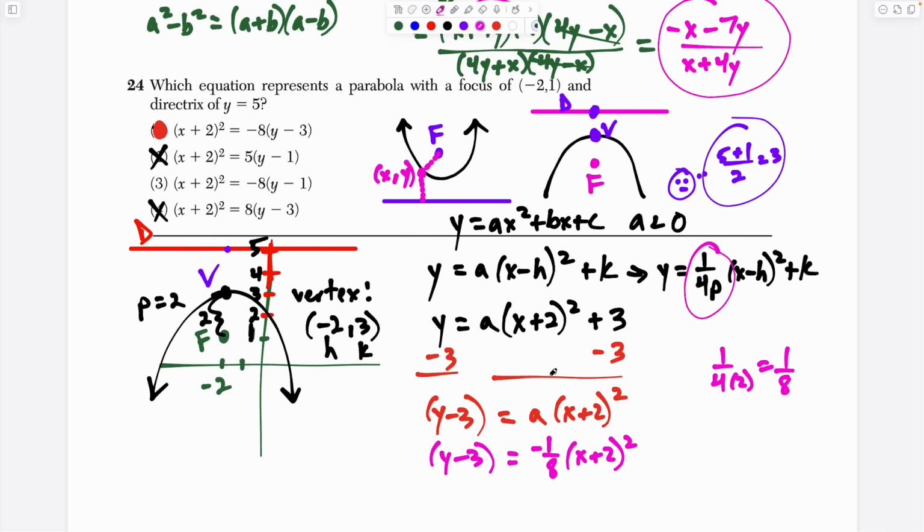And then if I want to solve for x plus 2 squared, I just multiply both sides by negative 8. Okay, so negative 8 here and negative 8 here. And then these terms cancel out. And I'll write the right side first. We have x plus 2 squared equals negative 8 times y minus 3. Okay, and then that's how we get our exact match. But once again, if you just think about vertex form and you know the concept of what a focus and a directrix is, then you could go through questions like this very nicely.